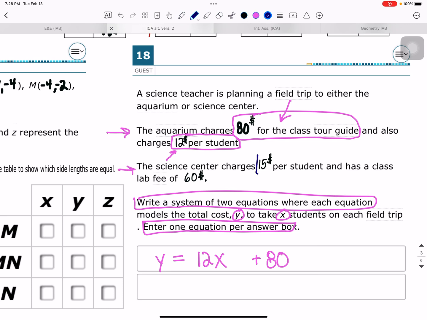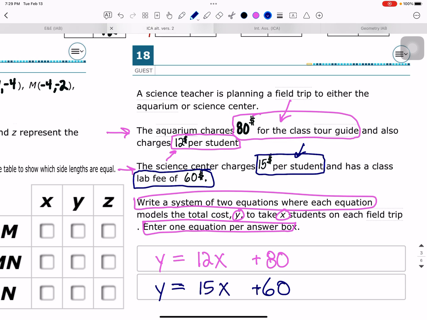All right, the Science Center charges $15 per student, every student. And it has a class lab fee of $60. So just because you want to show up, we're going to charge you $60. That's kind of like the entry fee, the lab fee. So for this one, $60 just because, that's the lab fee. The $15 per student, every student. There's our two equations.